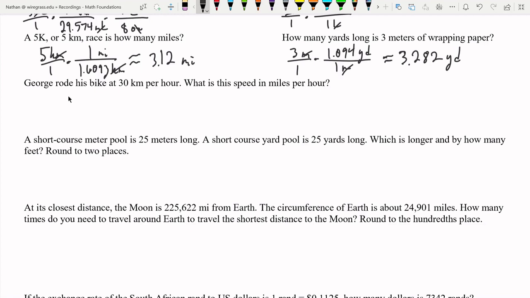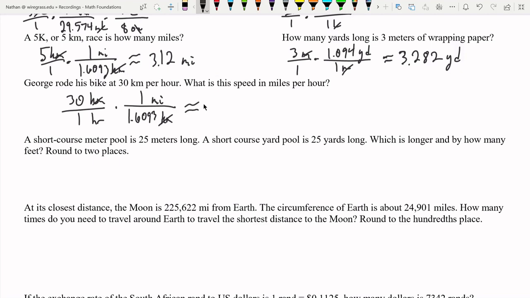Well, if we have 30 kilometers per hour, that's the same thing as 30 kilometers per 1 hour. I need to convert kilometers to miles, and I have the approximation actually right here. It's approximately 1.6093 kilometers per 1 mile. Kilometers cancel, I have miles there on top.